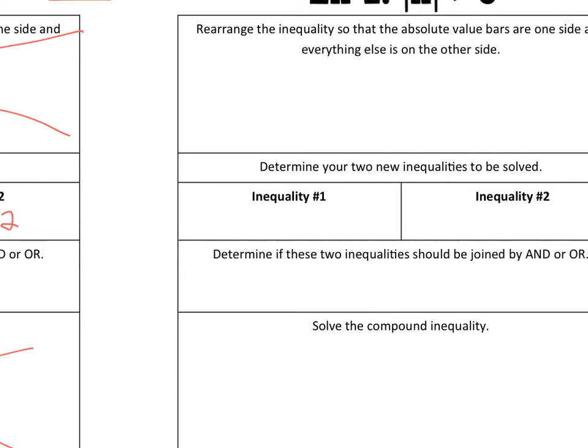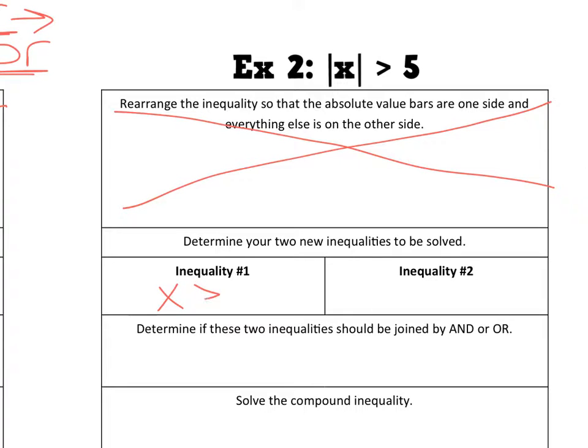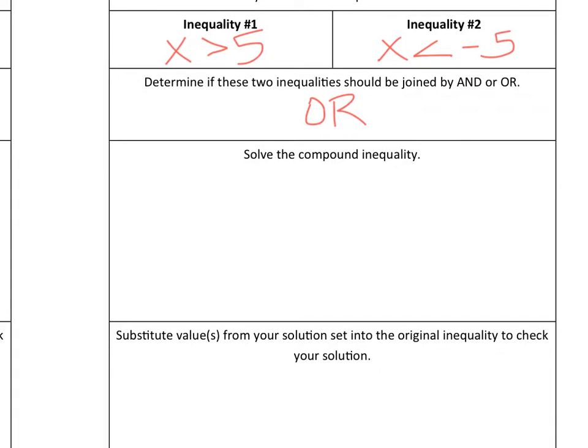Number 2 is much the same, except we have the greater than. So I don't have to worry about my first step because they already have the absolute value bars by themselves. My first inequality is the same one I start with, just without the absolute value bars. So x is greater than 5. For my second inequality, I leave my x, I reverse my symbol, and I change my sign to a negative 5. Since I started with a greater than, I need to combine these with "or." If you start with greater than, you need to combine them with "or."